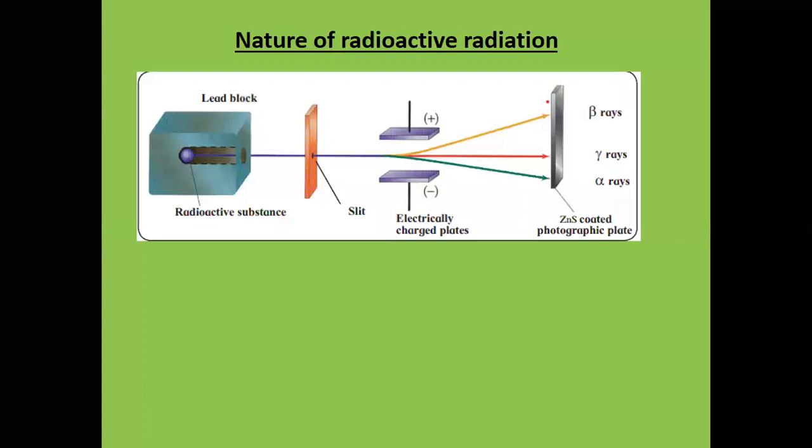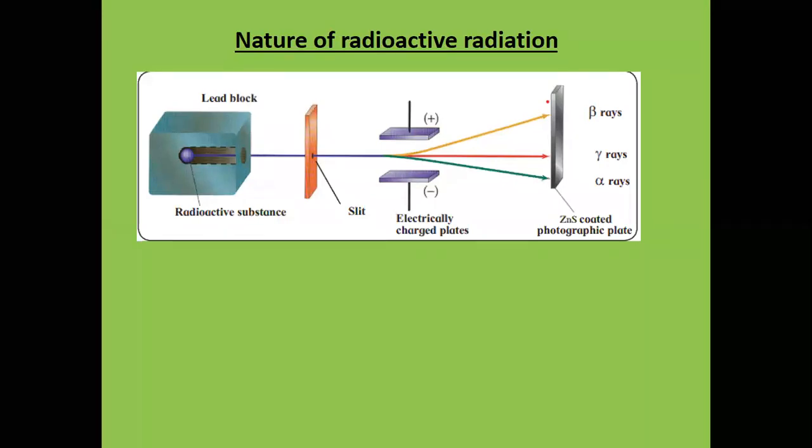Now, this is the experiment we are going to learn about. First, let us try to understand the setup of the experiment. Here I have a radioactive substance, which is active by emitting radiations. Then I have to keep a lead block. The reason for keeping the lead block is that I want all my radiations to go in only one direction.